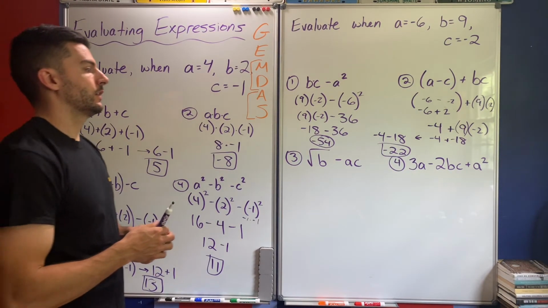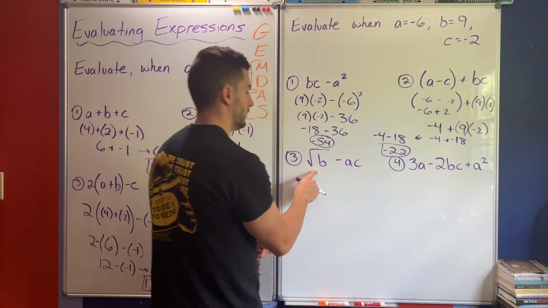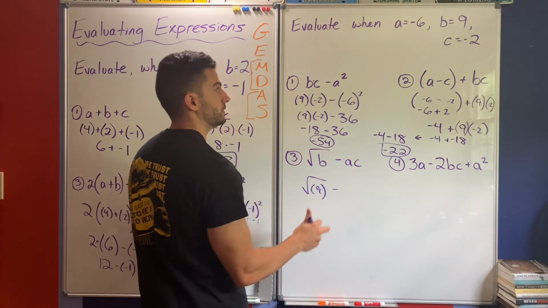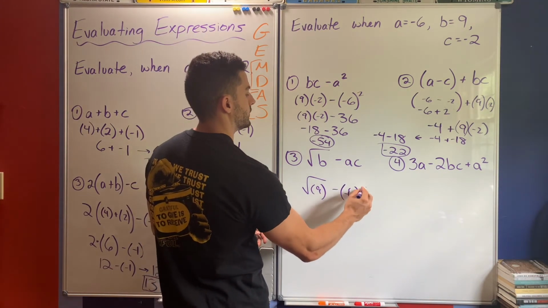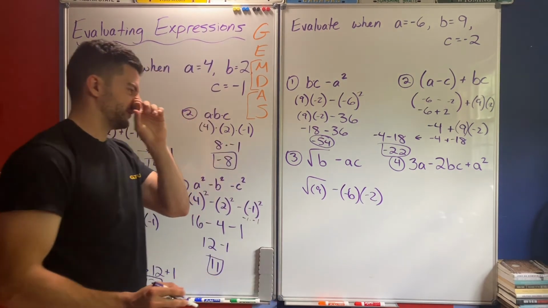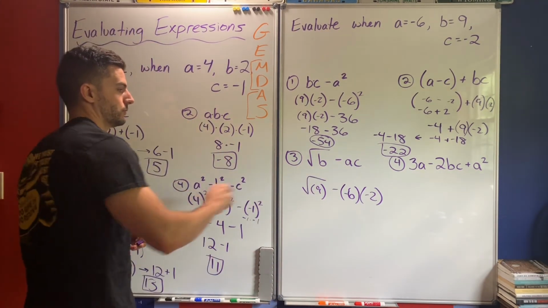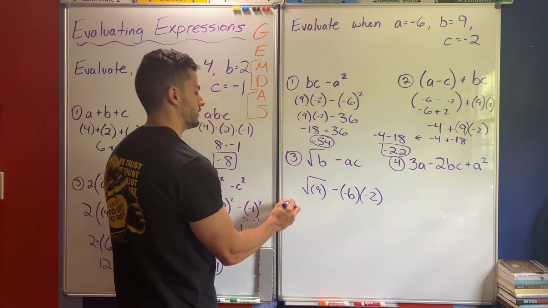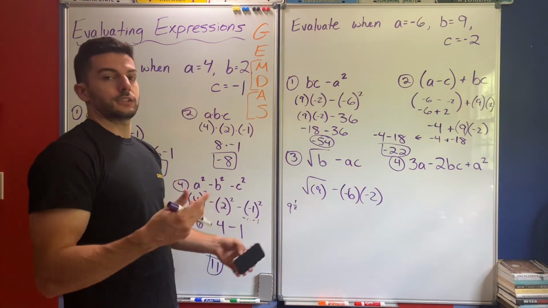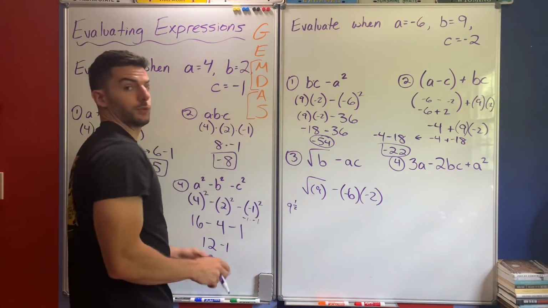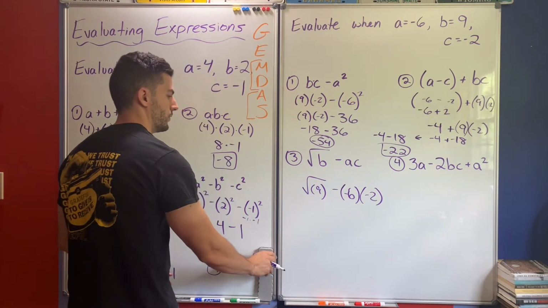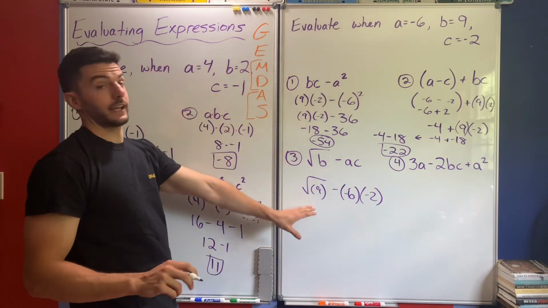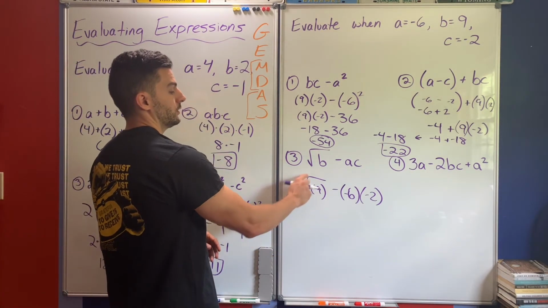Okay, number 3, so I got the square root of b, and again, let's plug in. So the square root of 9 minus a times c, so minus negative 6 times negative 2. Here I have a radical, the square root of 9. Technically a radical is the same as saying 9 to the 1/2 power. I actually deal with that in the same step as I deal with exponents. Again, it doesn't really matter because these are kind of separate, but it is helpful to think radicals are in that exponent group.